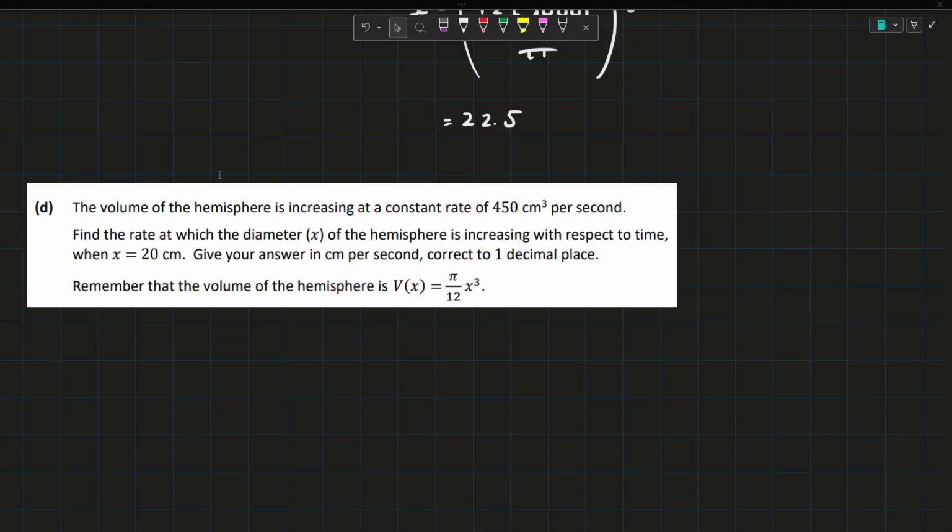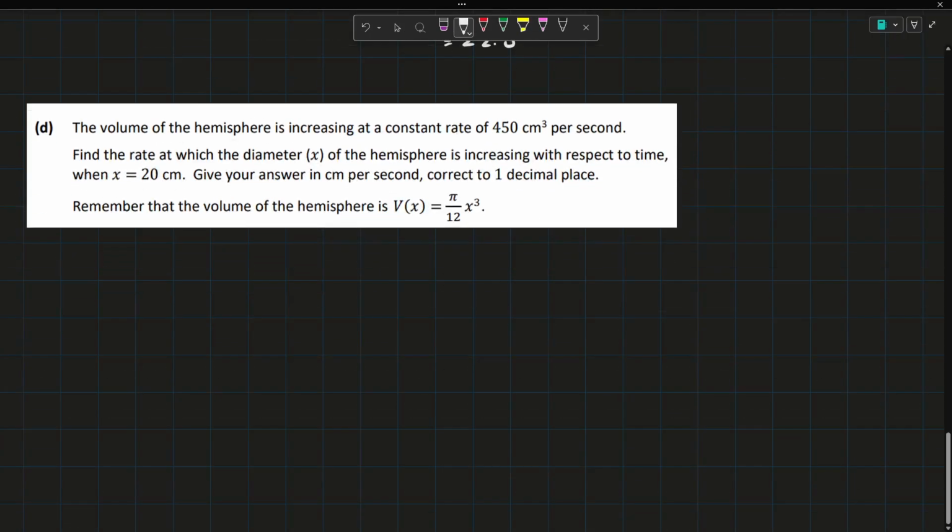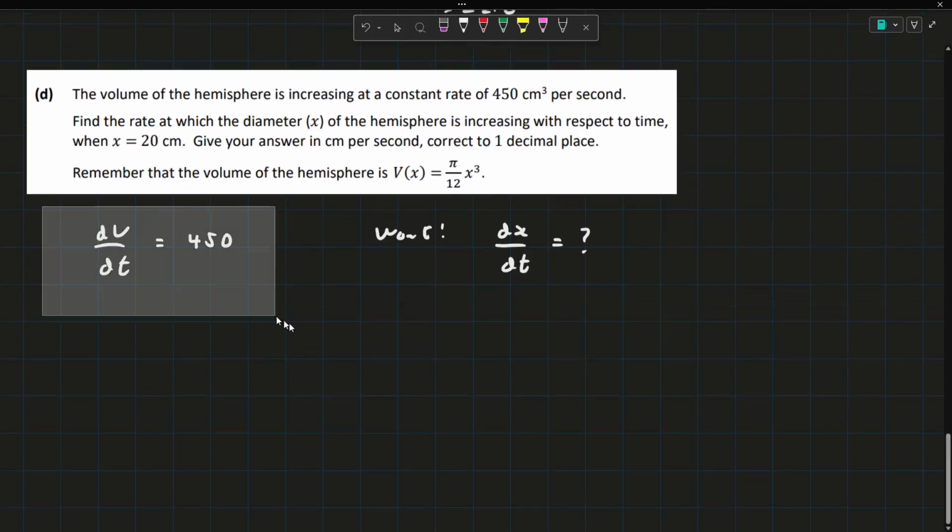For part D then, we're given some information, and for these kind of questions, just write down all the information that we have. So the volume is increasing at a constant rate of 450 centimeters cubed per second. So now the change in volume over the change in time will be equal to 450. What is the rate? What we want is the rate at which the diameter is increasing with respect to time. So we want dx over dt equals question mark, and we don't know what that is. We only know dV over dt.